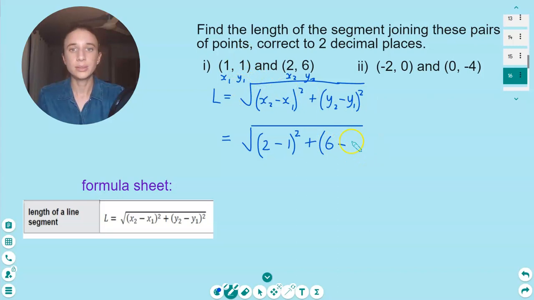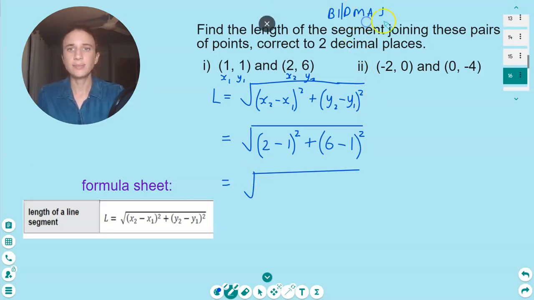Take y1, 1. Now we're going to use BIDMAS or BODMAS, whatever you like to call it, to simplify underneath the square root sign. Now ignore that square root sign for now. BIDMAS says if there are any brackets, simplify within them. That's that B. So let's simplify within the brackets first, okay? We've got a pair of brackets here and here, and we can do that at the same time. So 2 take 1 is 1, so we've got 1 squared. Just going to keep it in brackets because it can get a little bit tricky and easy to make mistakes. So 6 take 1 is 5.